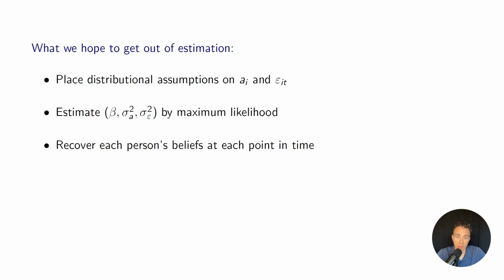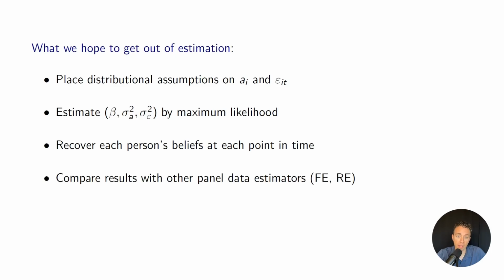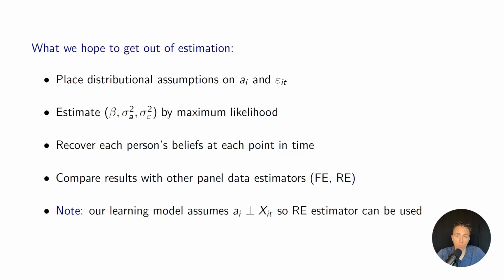And then once we have these parameters and the sequence of signals for each individual, which is just given in the data, once we have the parameters, then we can compute each person's beliefs at each point in time under this Bayesian updating framework. And then, because this is a linear panel regression, we can compare our results with other panel estimators and see if there's anything different. And one thing in this particular case is that we're assuming that a sub i is independent of the x's. And in this situation, we can use the random effects estimator to estimate our learning model parameters. And the key reason we can do that is because there's no selection into getting the signal.